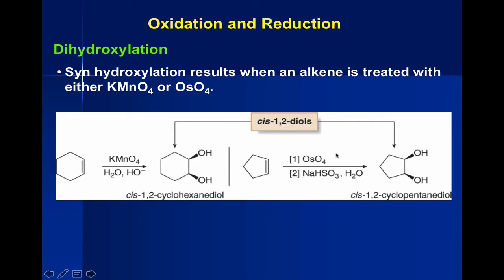However, you can use osmium tetroxide in a two-step process where you take the alkene, osmium tetroxide, and then you reduce off the osmium with sodium bisulfite in water, and you can get the glycol here as well. And notice the stereochemistry is exactly the same. This is a little more tolerant of temperature and other things like that, and so there are some advantages to using osmium tetroxide.